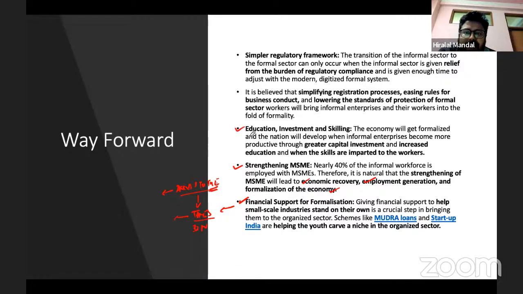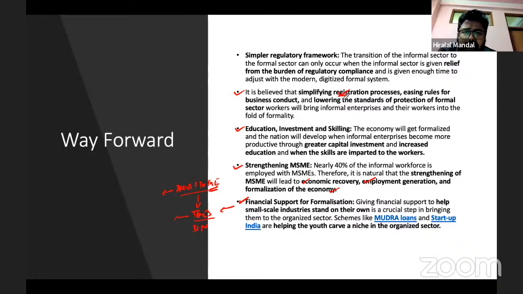At the same time, education and investment in skilling is required so that more workers join the formal sectors of the economy. They must be in a situation to get the various benefits announced by the governments as part of the social security schemes. Apart from that, it is suggested that the government should look at simplifying the registration process.